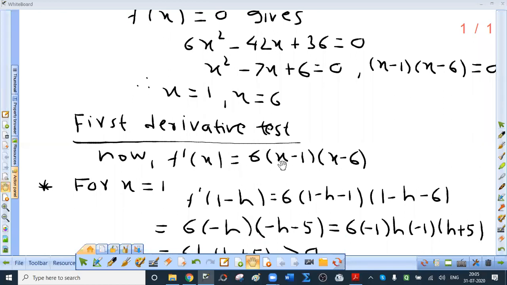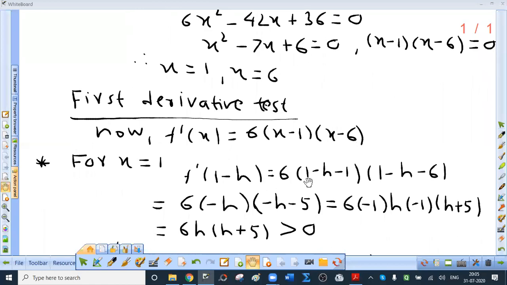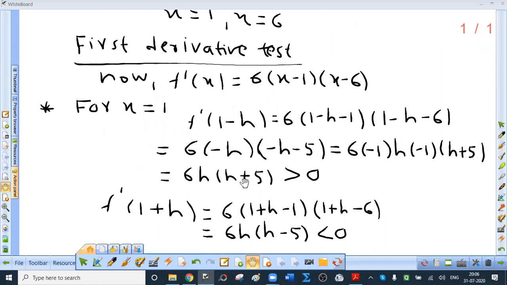So that is 6 into 1 minus h minus 1 into 1 minus h minus 6. That is what? 6 into minus h into minus h minus 5. Take minus 1 common from both the brackets. So that gives you 6h into h plus 5. Note that h is very small, positive number. So definitely this product is positive. So f dash of 1 minus h is what? Greater than 0.